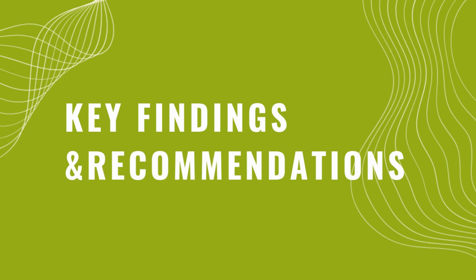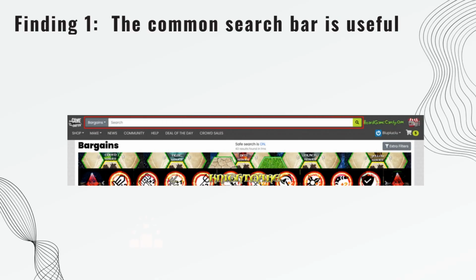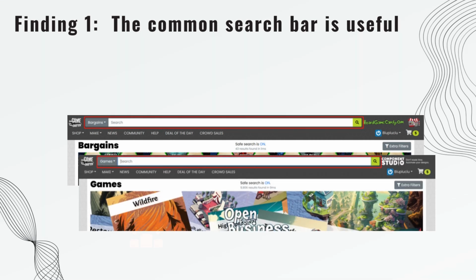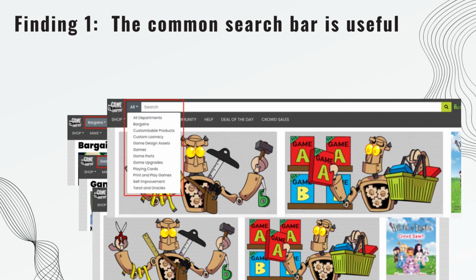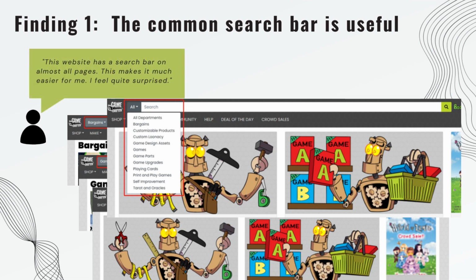Our team formed 9 findings in total, with 2 positive and 7 negative ones. Let's start with the 2 positive ones. The common search bar is reported to be quite useful. We observed that all participants frequently used the search function to find information, and they were satisfied that they could search on a certain page. One of the participants mentioned that it is quite surprising.